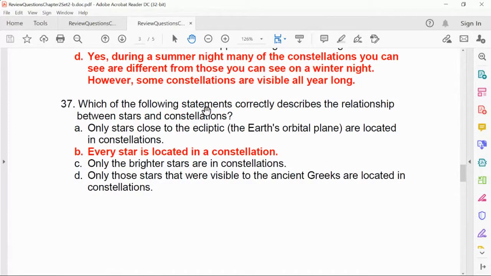Question 37, which of the following statements correctly describes the relationship between stars and constellations? Every star is located in a constellation. Again, remember when we talked about constellations, we said a constellation is the brightest stars that happen to be in the same general area in the sky. A name is given and this constellation is used. But in astronomy, the sky is charted into 88 well-defined regions, and each region is called a constellation. So in that sense, every star is located in a constellation. Is this clear?